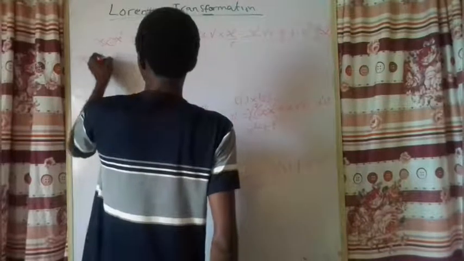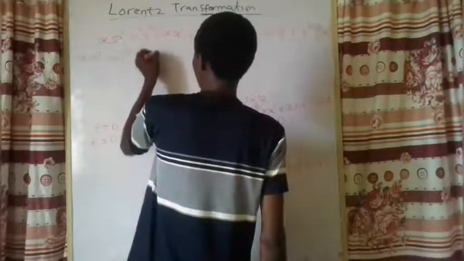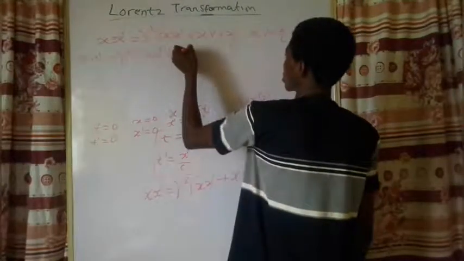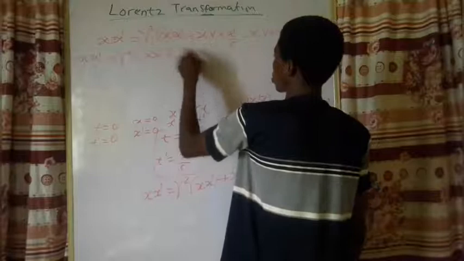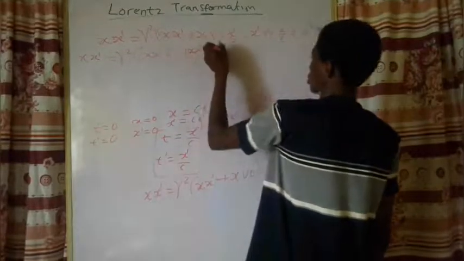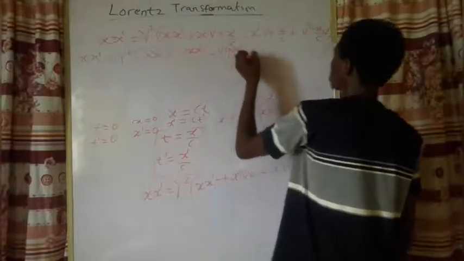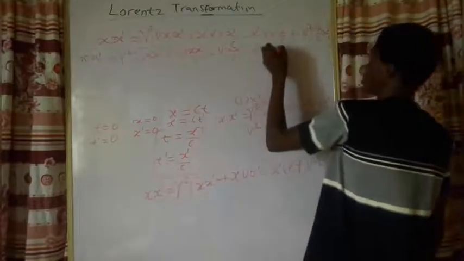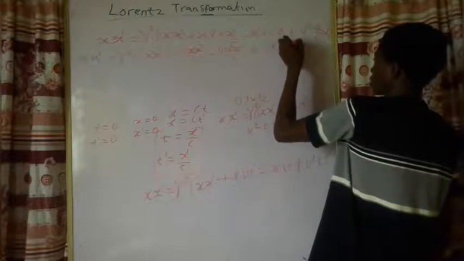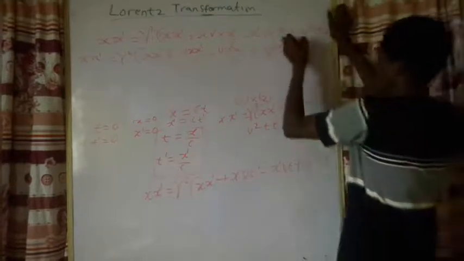X prime equals gamma square into this X prime plus, now we have X, let me recall it this way, V X X prime over C, right? Minus V X X prime over C plus V square X X prime over C square. So C times C here. So this is what we now have.